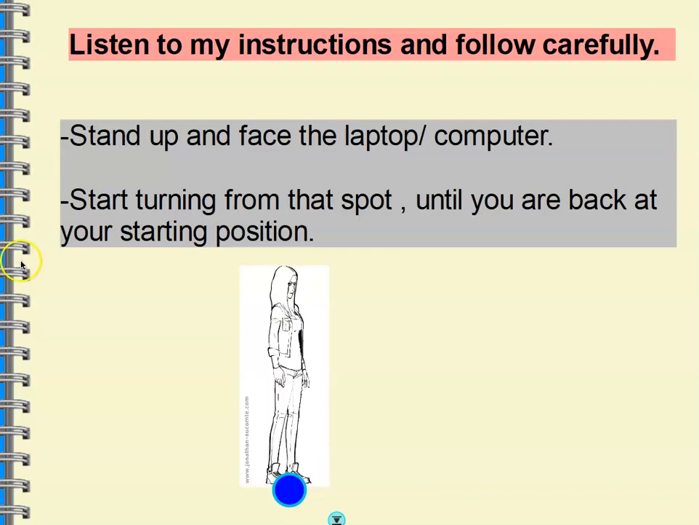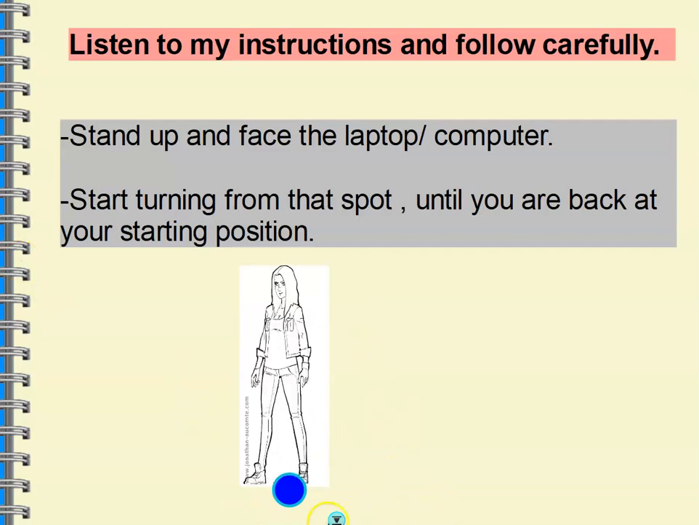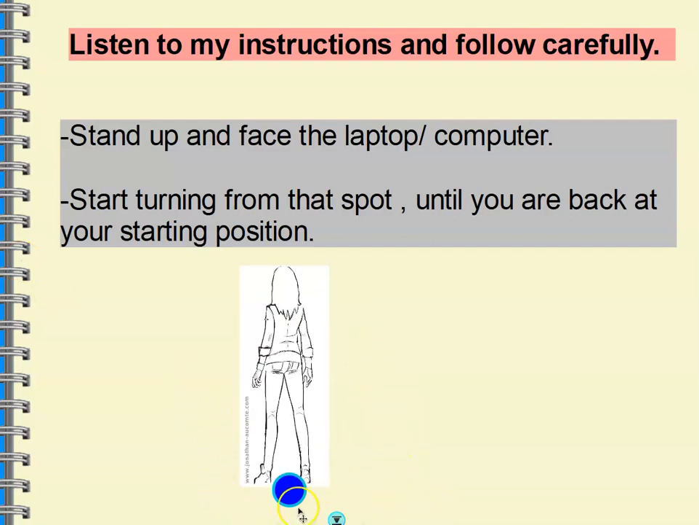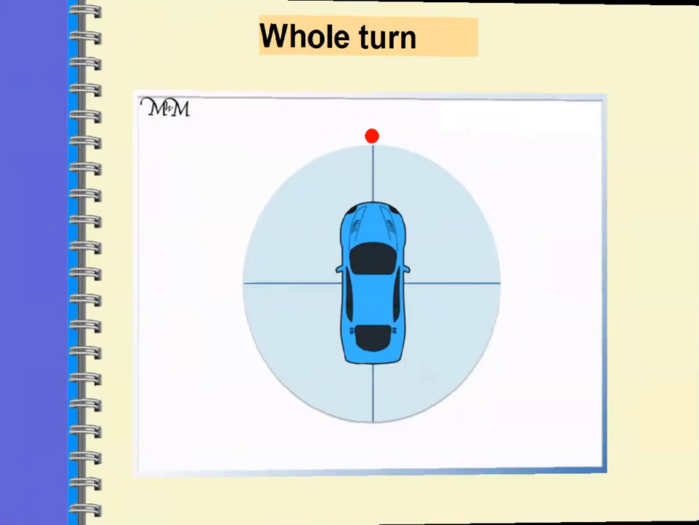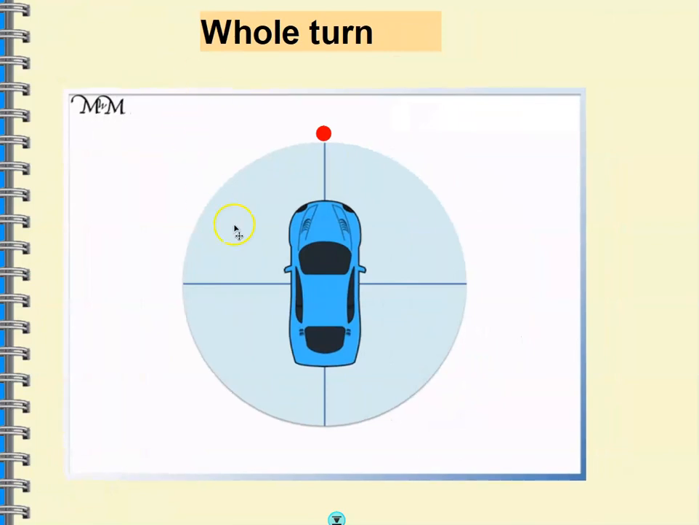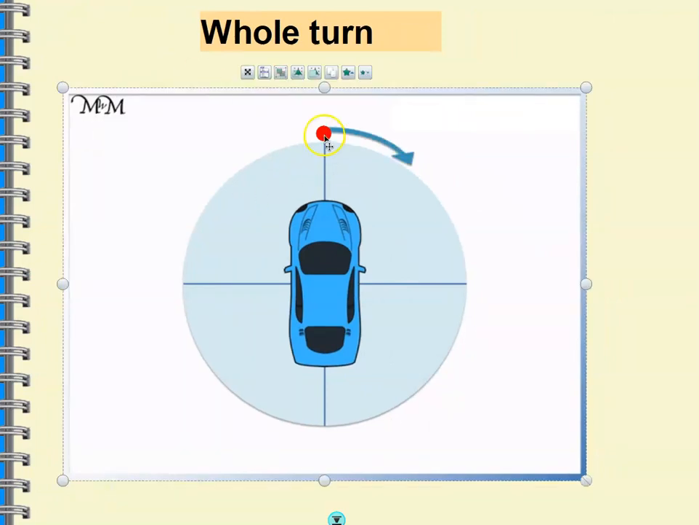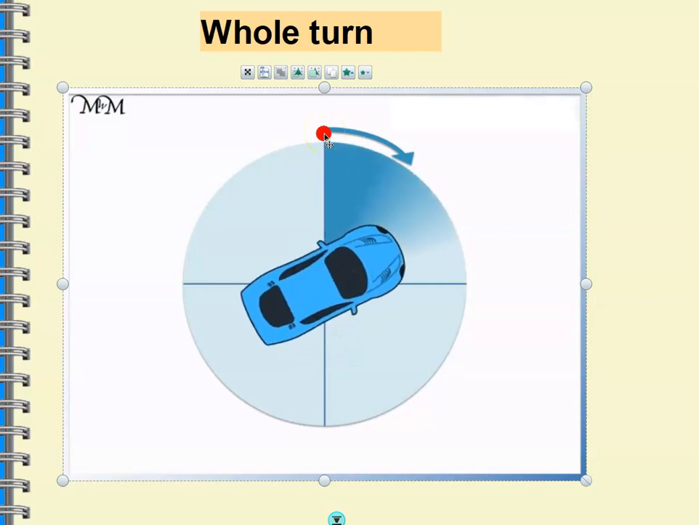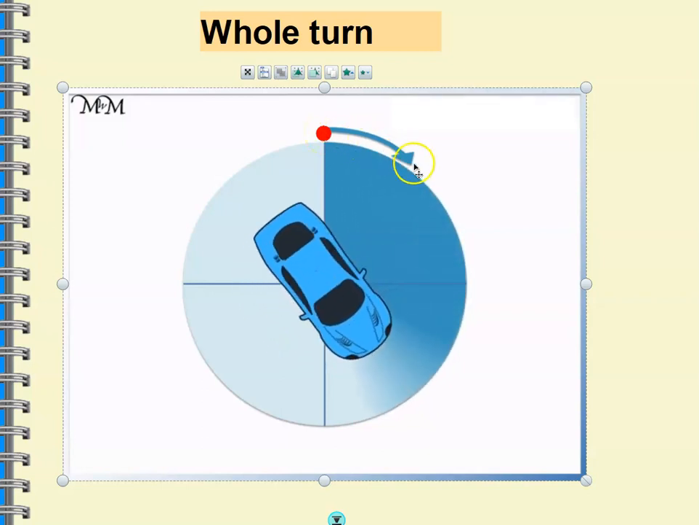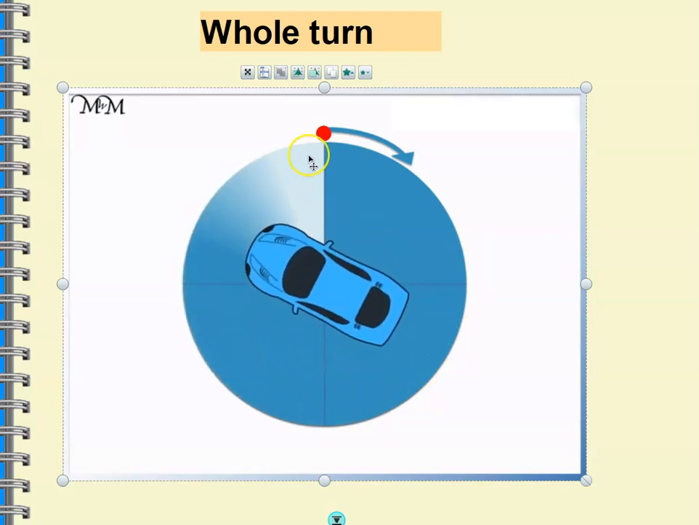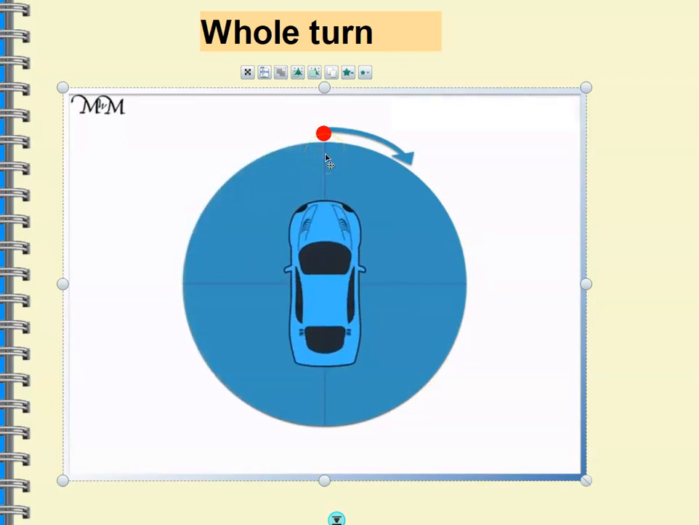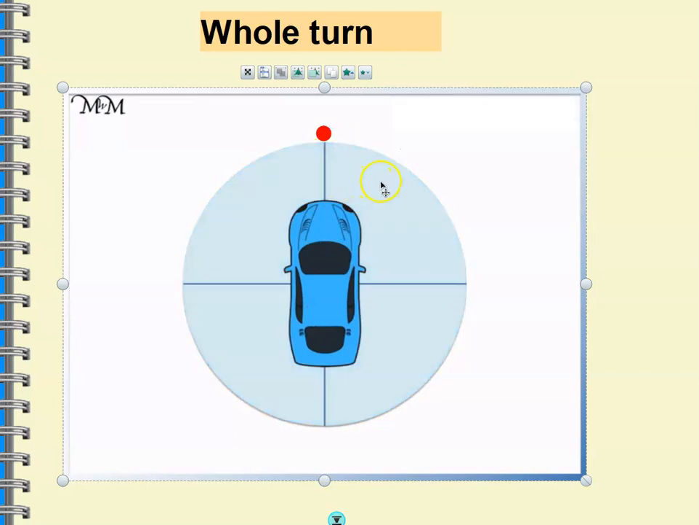So when you make a whole turn, turn around and come back to the same position, that is called a whole turn. Now look at this car. The car is going to take a turn from the red spot. It's taking a turn and coming back to the same red spot. That means the car took a whole turn.